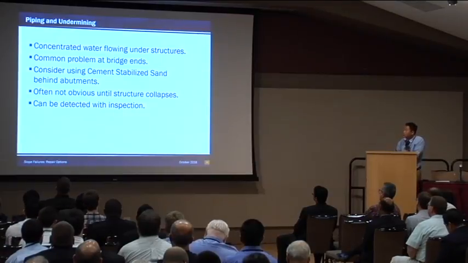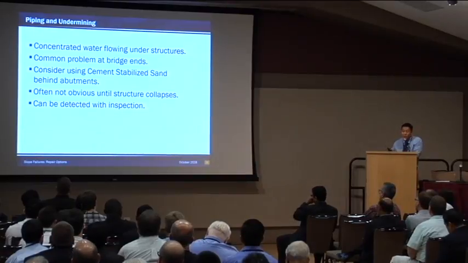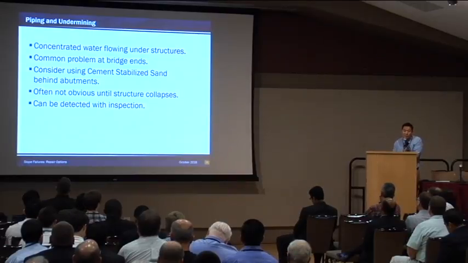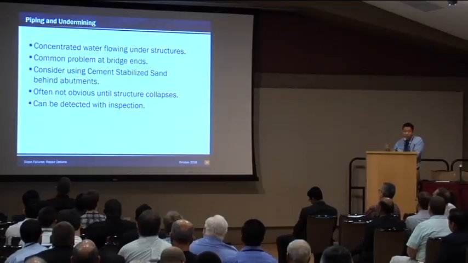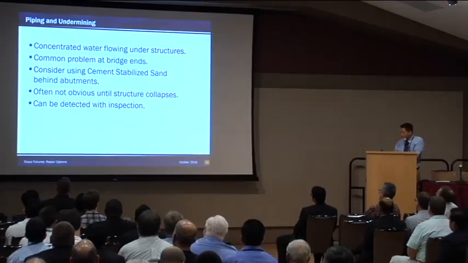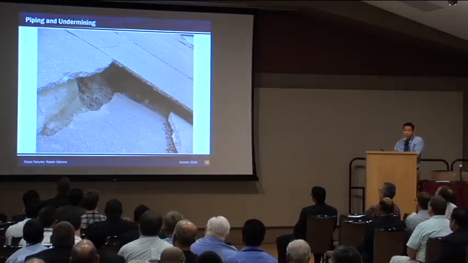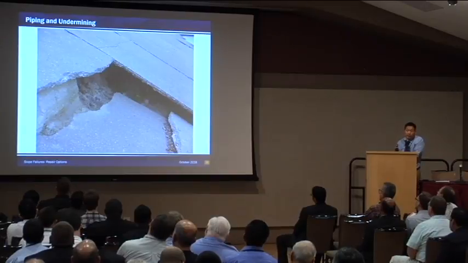Sometimes it is not very obvious that there is piping or undermining until the concrete rim wrap or other structure collapses. But there is some chance, during inspection, to sound the concrete by hammering or dragging a chain, and if you see that there is a void under the structure, you can fill it with flowable fill. So this is typical undermining below the concrete rim wrap.